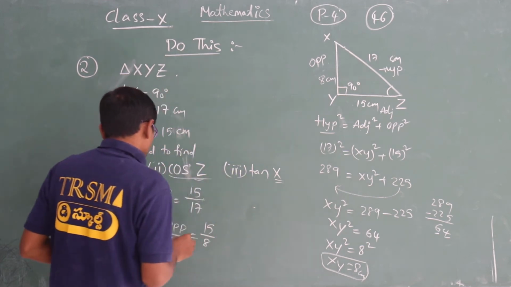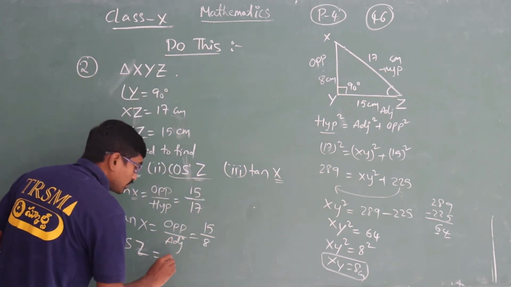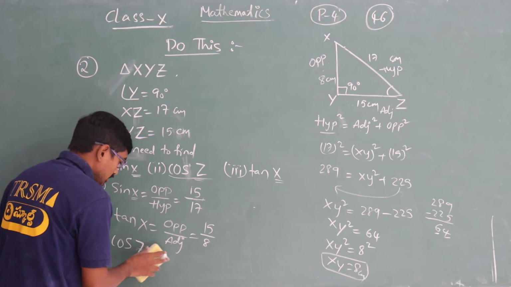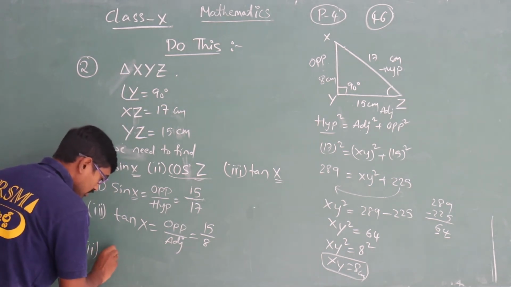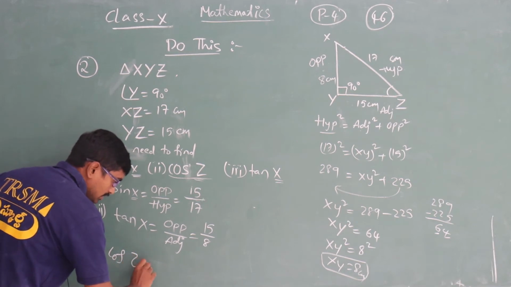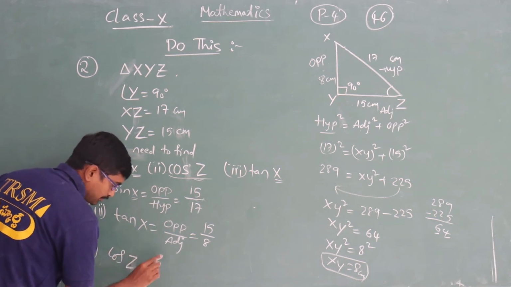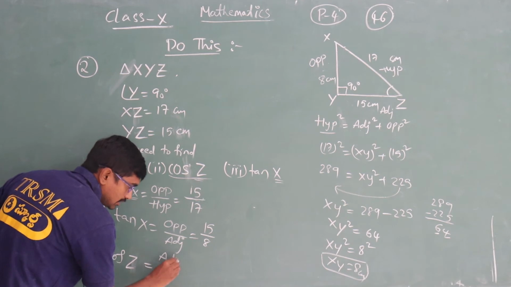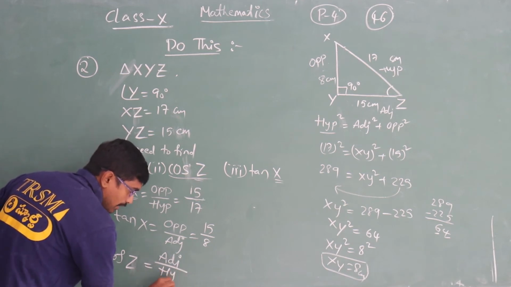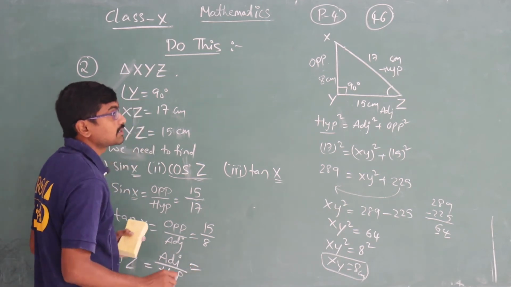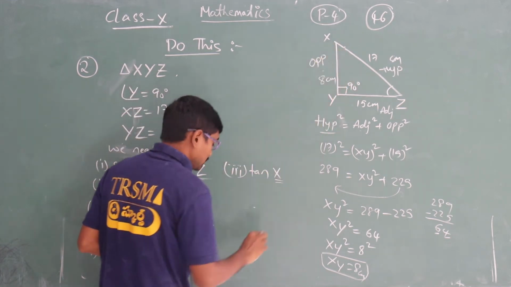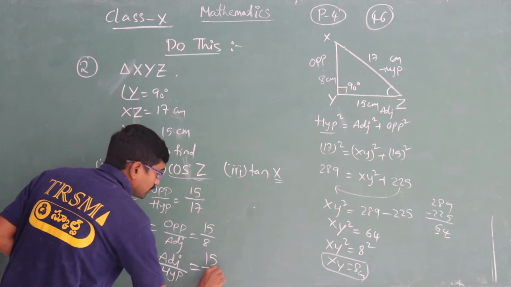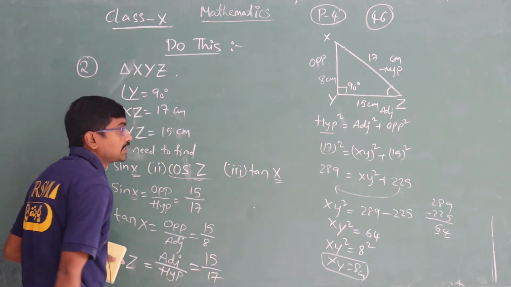Okay, so how much have we got? Cos Z is equal to, what do we know? What is cos Z? The trigonometric ratio of cos Z, that is cos theta. So cos Z is equal to, we know, the adjacent side divided by the hypotenuse side. So what is the adjacent side here? The adjacent side is 15 and the hypotenuse side is 17. So here we got 15 divided by 17.